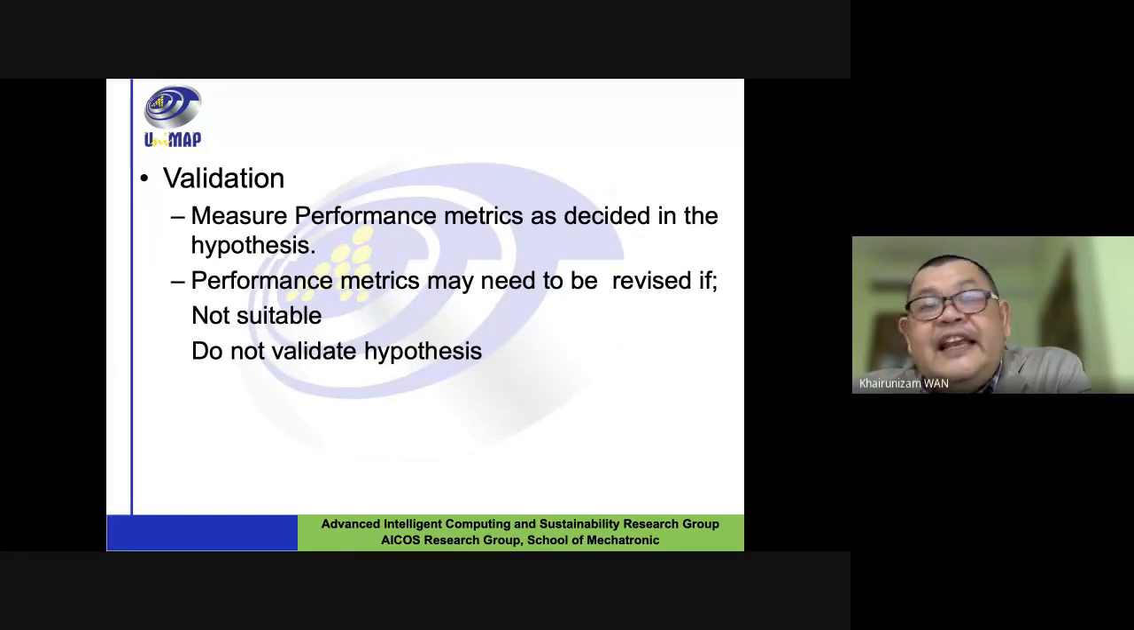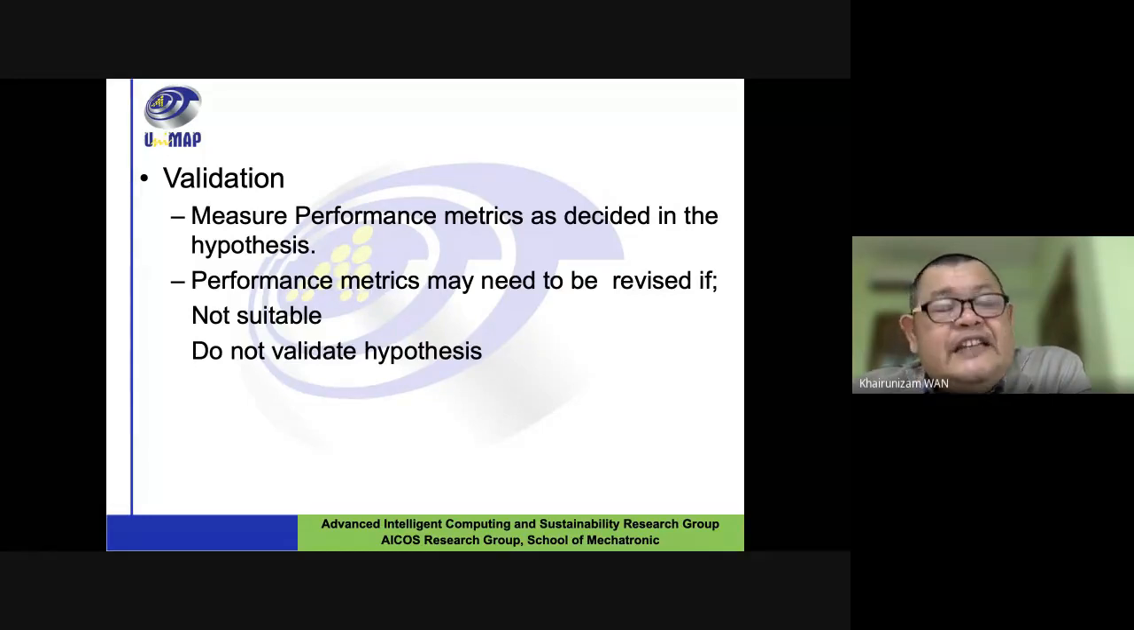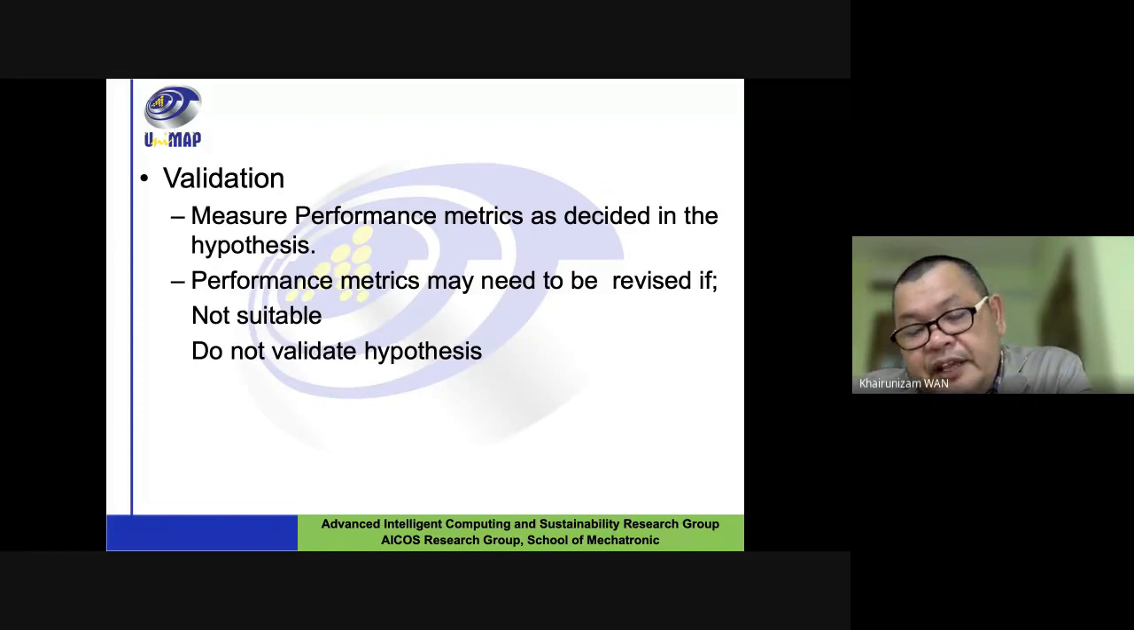Even though we declare that from the performance measure and the result, it showed that the objective was achieved, we still need to validate that the finding is correct. Measure the performance metric as decided in the hypothesis. If you remember, in the hypothesis we postulate a performance metric, what kind of method to measure the performance. We already decided it in the hypothesis, so use the proposed method.